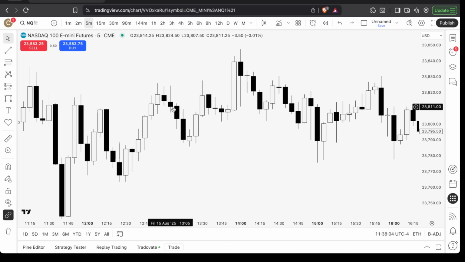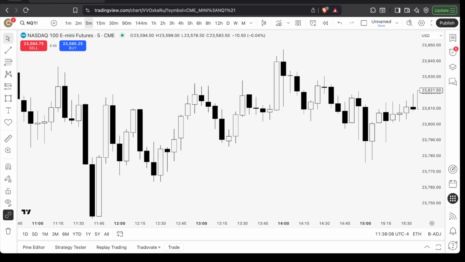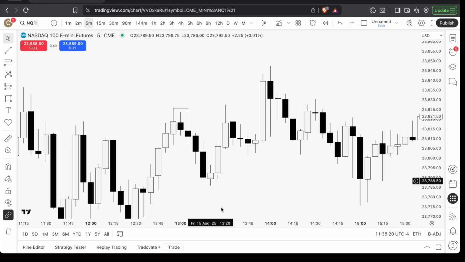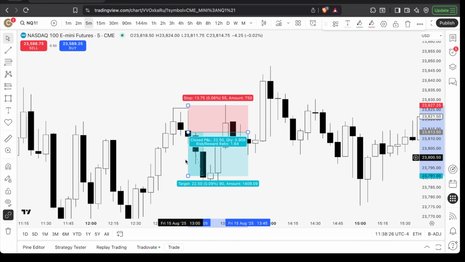So let's go to 1 p.m. Okay, there you go. See, on 1 p.m. at 12:55, we had this high right here. 1 p.m. failed to create a higher high. What did the market do? Started reversing, right? Of course, could have entered a quick scalp.